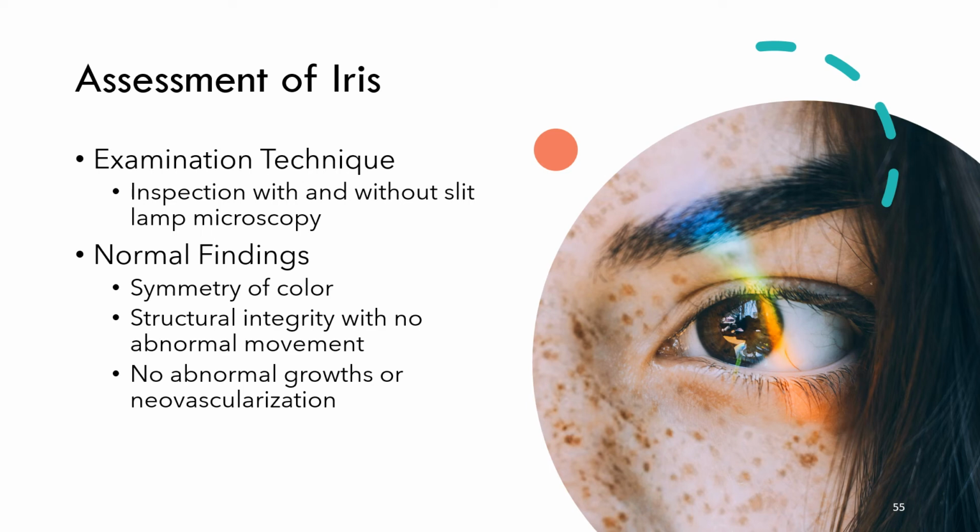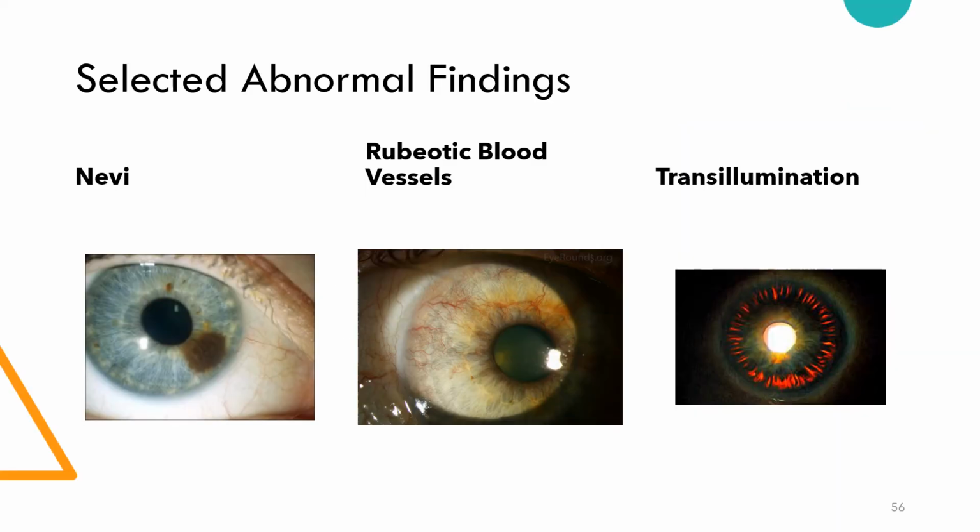When we're assessing the iris, our examination technique is going to be inspection with and without slit lamp microscopy. Normal findings include symmetry of color, structural integrity with no abnormal movement, and no abnormal growths or neovascularization. Again, here are some selected abnormal findings.